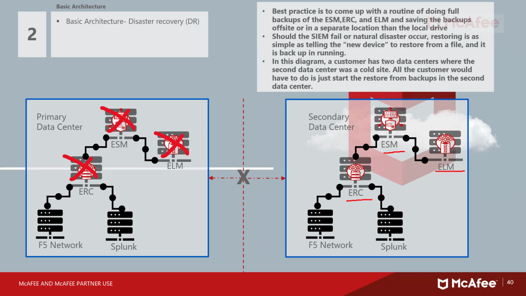So when the restore is complete, those ESM, ERC, and ELM from backups will have the same IP address and configuration as the primary data center did. And from there, it'll handle the traffic that originally was happening in the primary data center. And now the secondary data center will act as a primary, and the primary is the cold site.